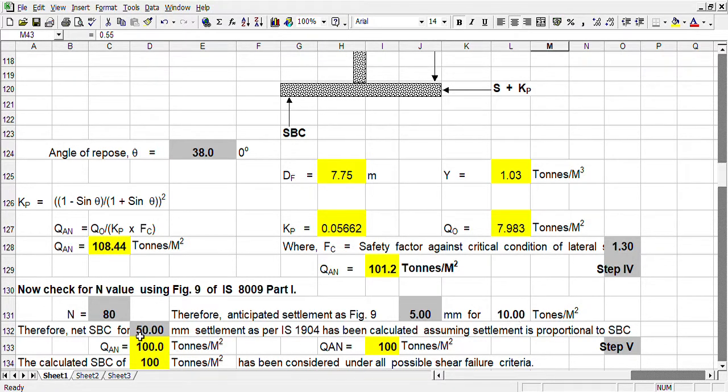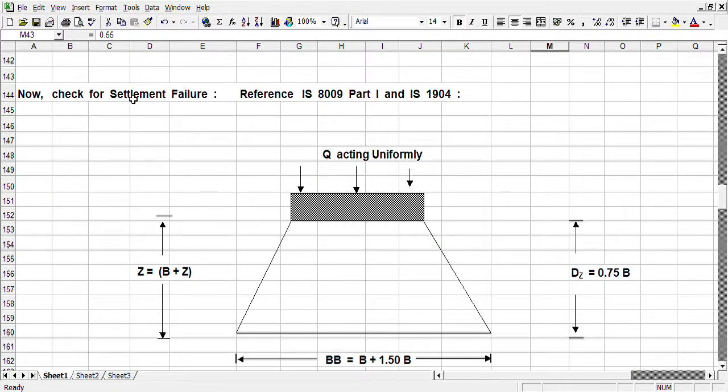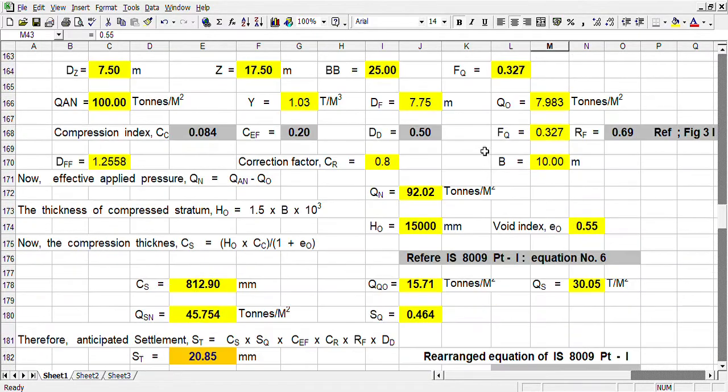It is simple, because in code there is a provision, the SBC may be considered as directly proportional to settlement if it is determined from N value. So it is arithmetically calculated, it is coming out 100 ton per meter square. So now it is becoming 100 ton per meter square. Now we have to seek settlement analysis.